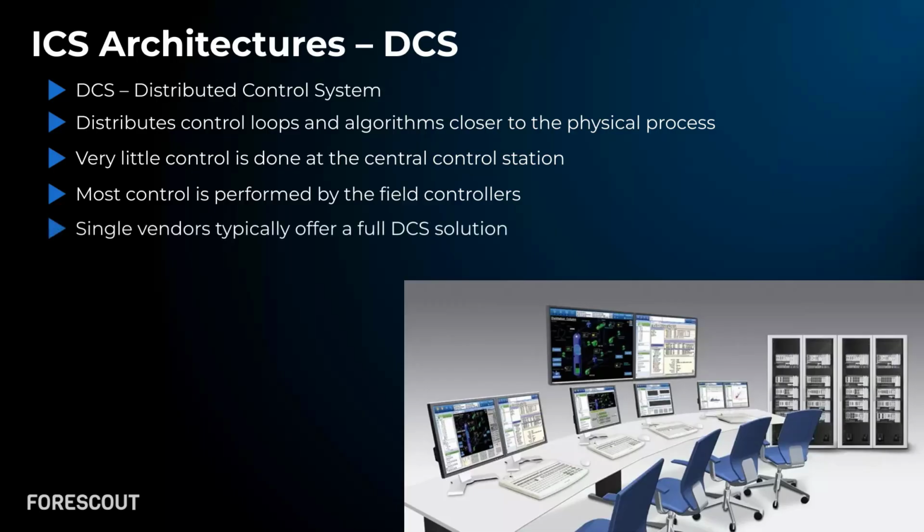Vendors of distributed control systems often offer complete solutions encompassing controllers, servers, human-machine interfaces, and engineering workstations. This means that it can be challenging to have a multi-vendor DCS environment. Typically, a DCS is found within a more confined area, such as a single plant or factory, where it manages manufacturing processes like in a car factory or a chemical plant.